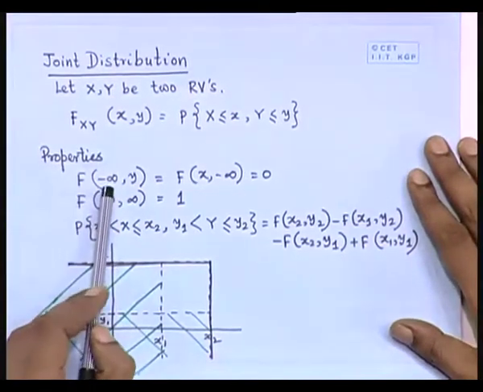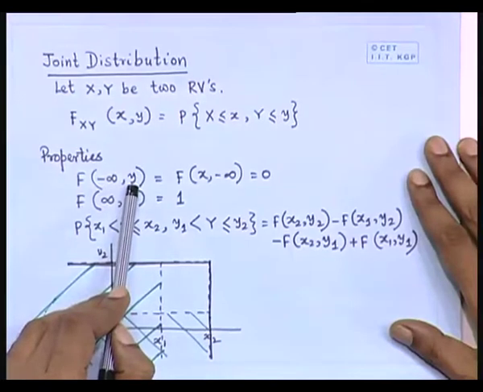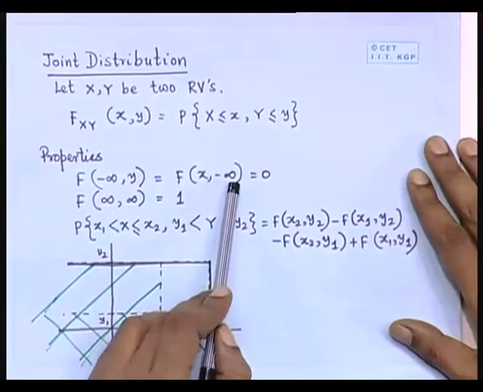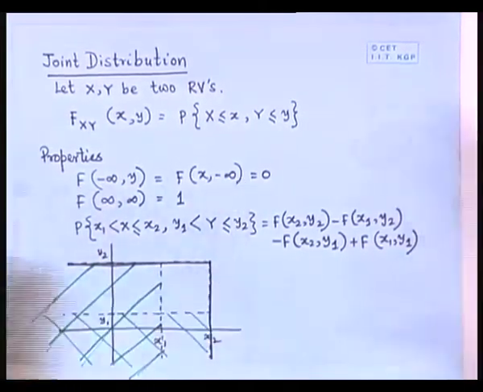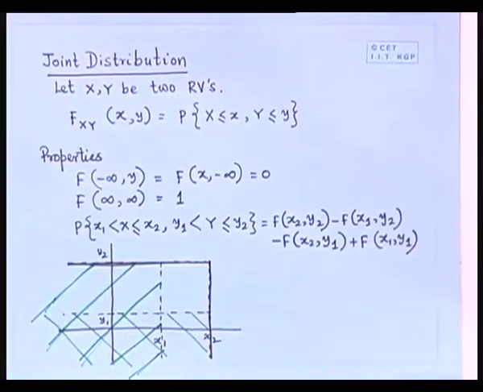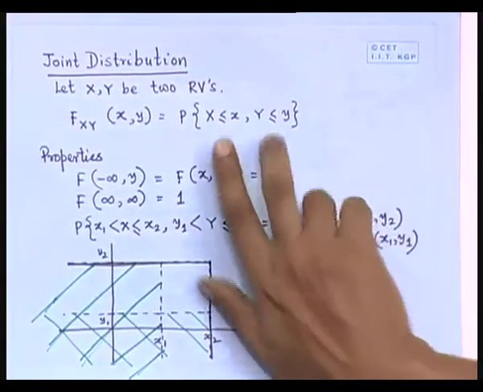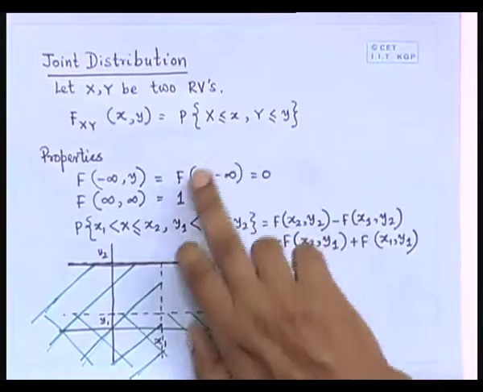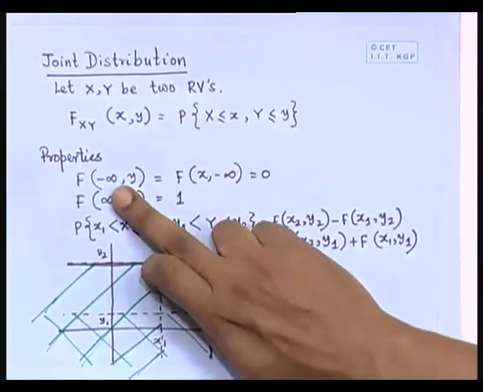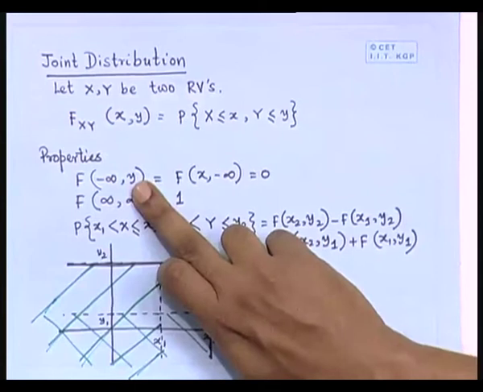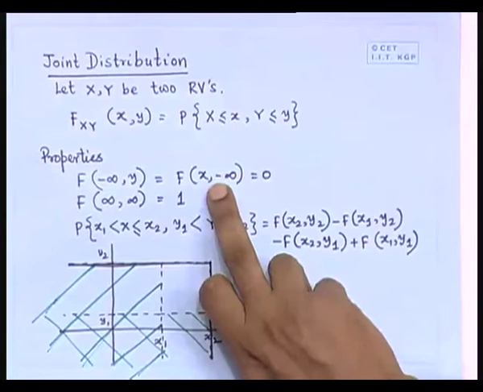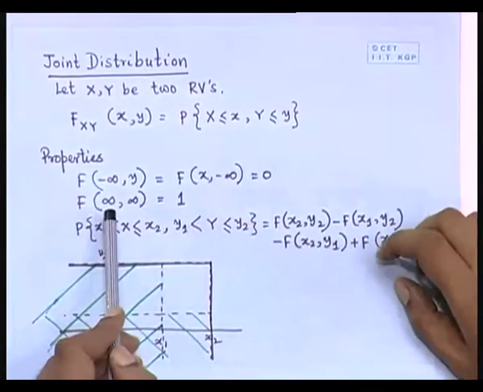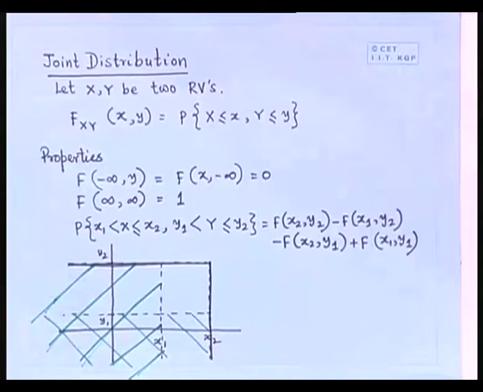So obviously, what are the properties? F(minus infinity, y), or F(x, minus infinity), is 0, because neither of them can be less than minus infinity. Both have to be simultaneously satisfied. So it is the probability that X is less than or equal to minus infinity and Y is less than or equal to y. Obviously X cannot be less than minus infinity, so the probability is 0, and similarly here. And similarly F(infinity, infinity) is 1, because X must be less than plus infinity and Y must be less than plus infinity.